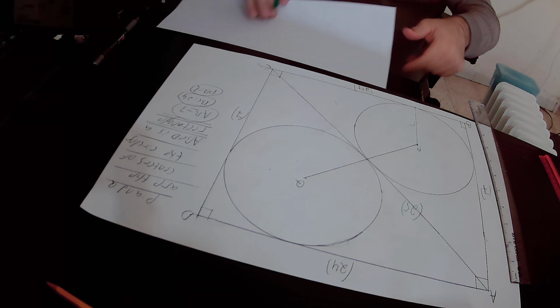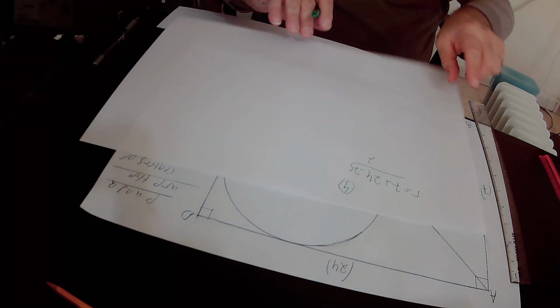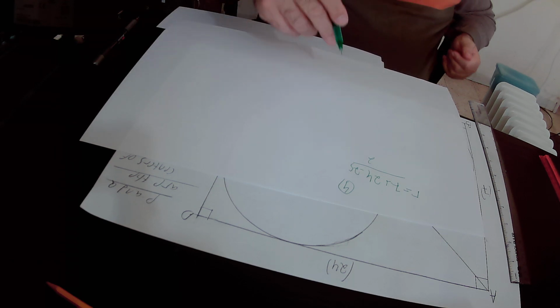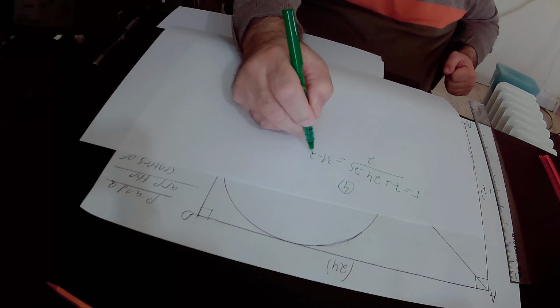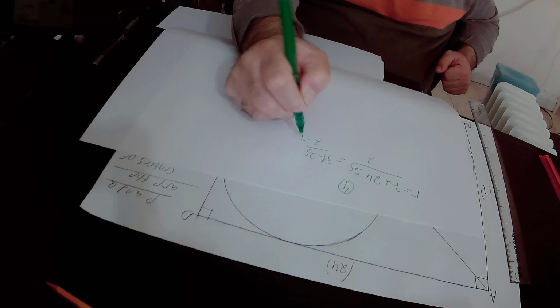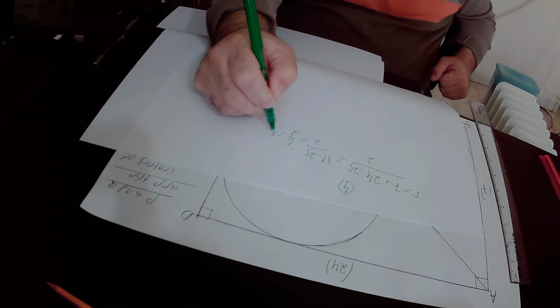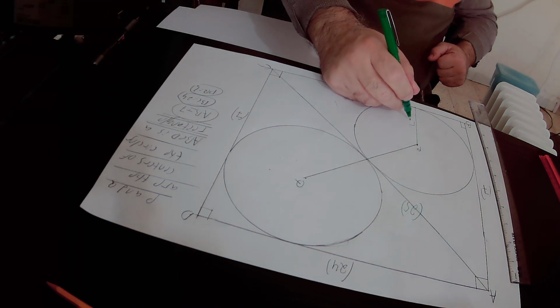Repeat again, the radius of this circle, the left circle, must be equal to the sum of the lengths of the perpendiculars minus the length of the hypotenuse over 2. 7 plus 24 is 31. 31 minus 25 over 2. 31 minus 25 is 6. And 6 over 2 is 3. So we found out that the radius of this circle R equals 3 units.